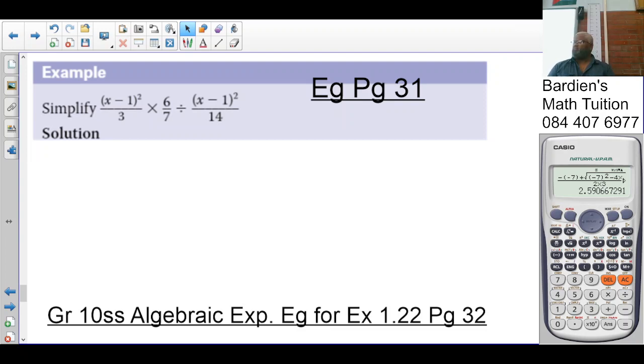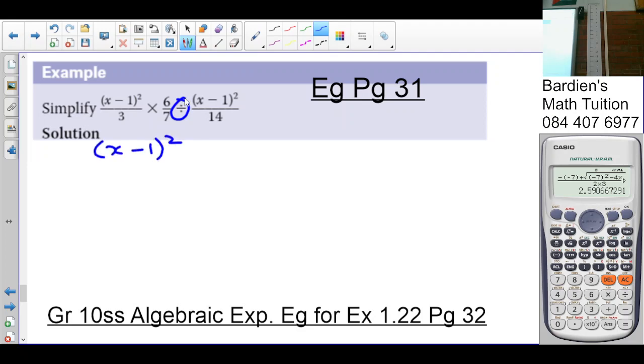Common factor. Tip and times here. Tumble and times. Who said common factor? When do we find the common factor? When there's a plus or minus between the terms. So we're going to tumble and times. So I got x minus 1 whole squared over 3 times 6 over 7. Whatever follows the division sign, the fraction that follows the division sign will tumble and will turn. Okay? So that you swap around gives you 14 over x minus 1 squared.